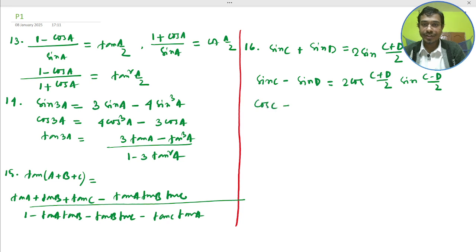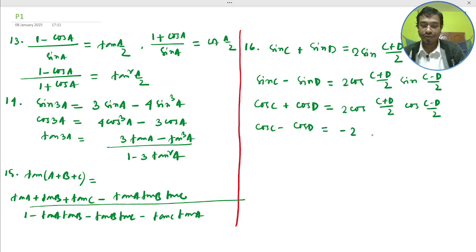Next one, for cos C plus cos D, that is equal to twice cos C plus D by 2 cos C minus D by 2, and for cos C minus cos D equal to minus twice sin C plus D by 2 sin C minus D by 2.